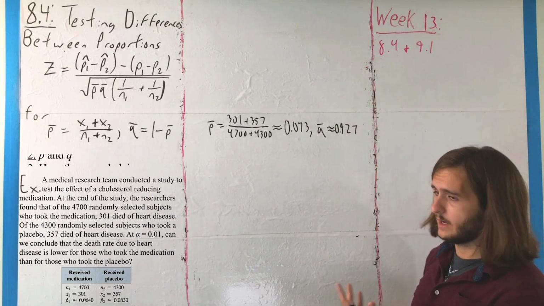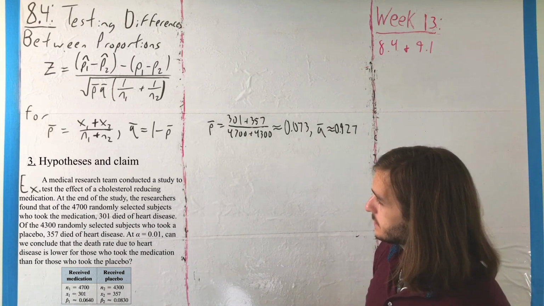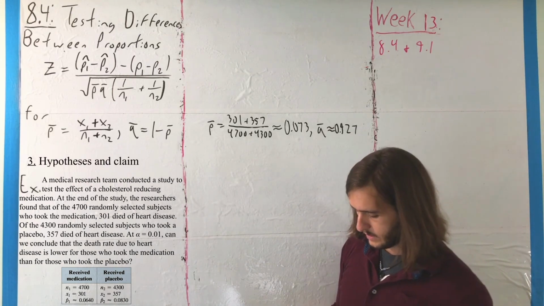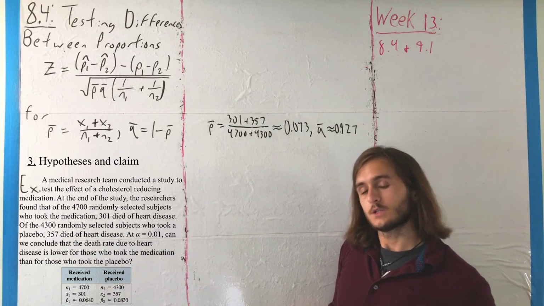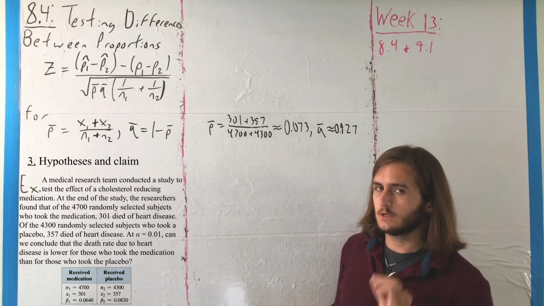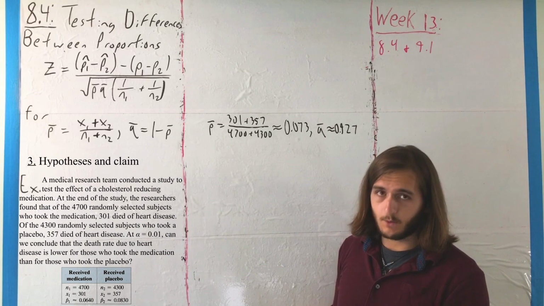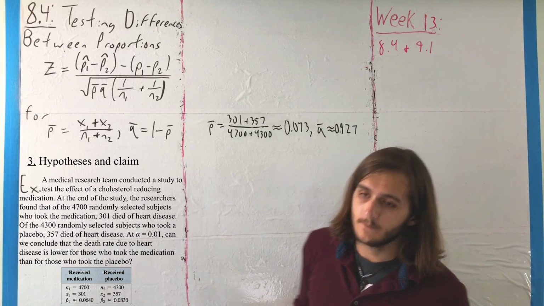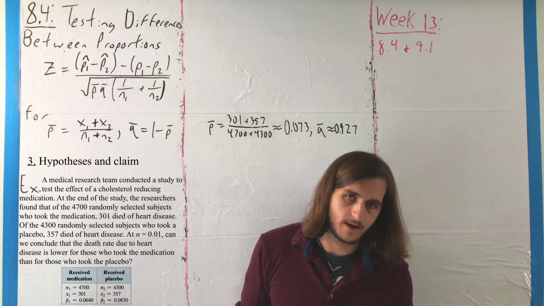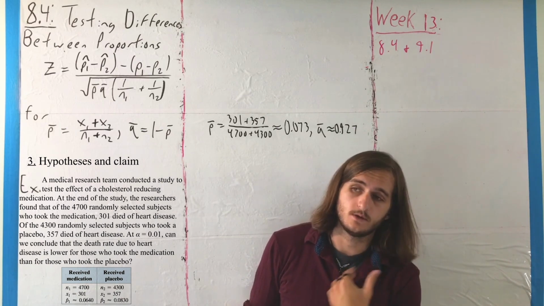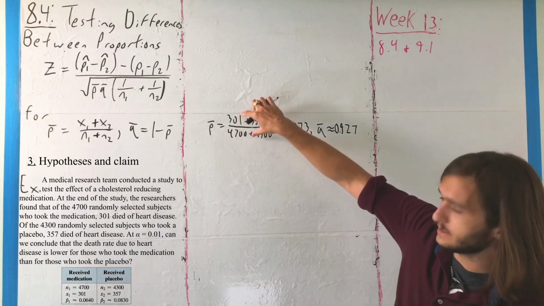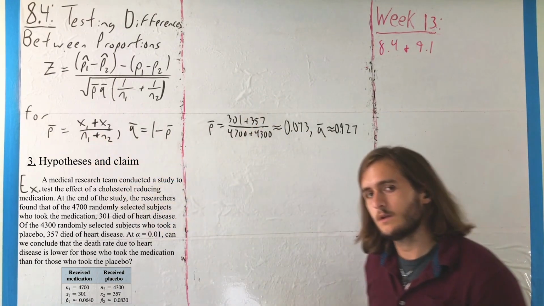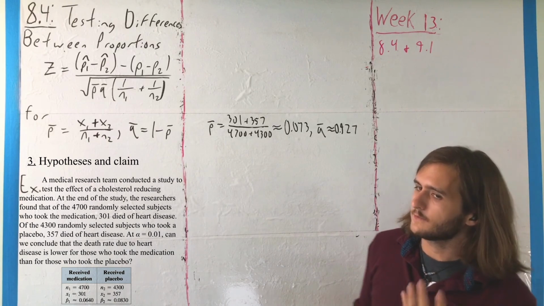Then from there we can talk about our hypotheses and claim, where in this case we are given that we want to check if the death rate is lower for those who took the medication than those who took the placebo. So, like I said, there's a little bit of freedom in terms of how I want to define which one's P1, which one's P2. In this case, I'm going to define P1 as being attached to the people who took the medication, as I implicitly did right here with that X1, N1. But to be sure, you don't have to do that.